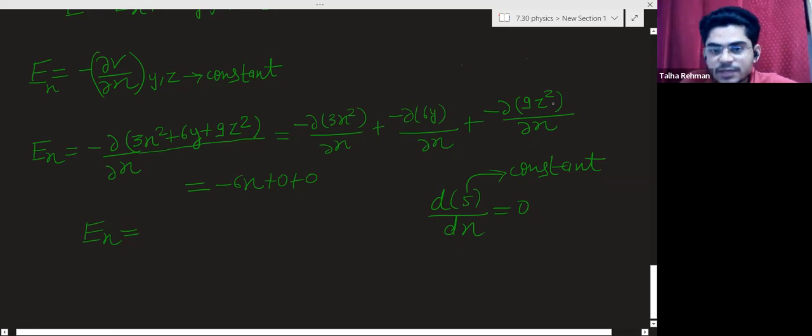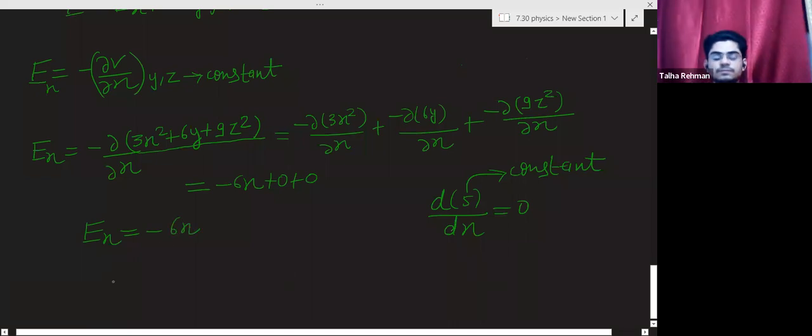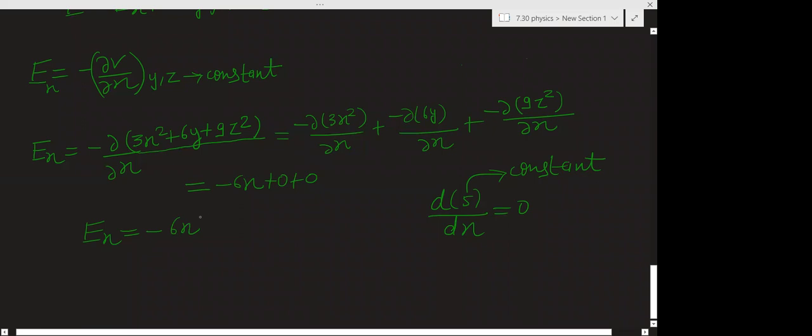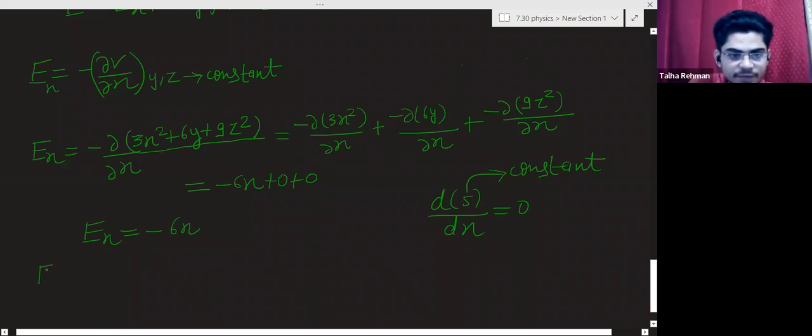Y and z are constant. Here z is also constant, y is also constant. So constant into constant means constant, and this is also constant. There is a condition here. So Ex will be minus 6x. Fine? Okay. So similarly, we can calculate Ey.